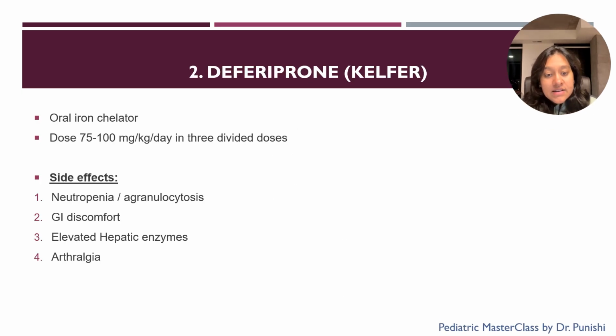The next iron chelator is deferiprone, also called Kelfer, which is an oral iron chelator given at 75 to 100 mg per kg per day in 3 divided doses. Common side effects include neutropenia and agranulocytosis, GI discomfort, elevated liver enzymes, and arthralgia.